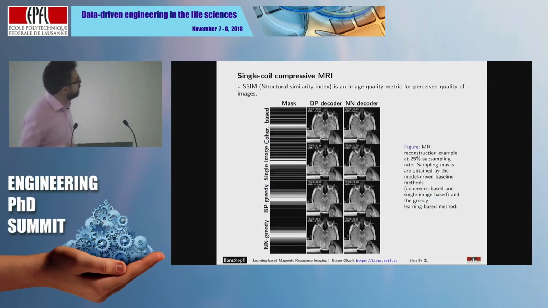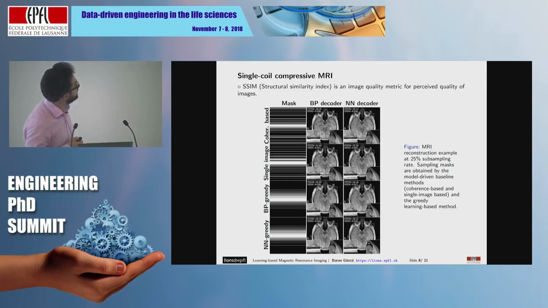And just to see some visual quality, I put here some image reconstructions. On the columns, you see 2 different reconstruction algorithms, basis pursuit and neural network. And the rows, the first 2 rows, are the model-based masks. And the last 2 rows are masks and reconstructions with our greedy learning-based approach. And here, you can immediately see that in terms of image quality, there are many artifacts in this model-based mask, but the masks that are learned directly from data don't have these artifacts.